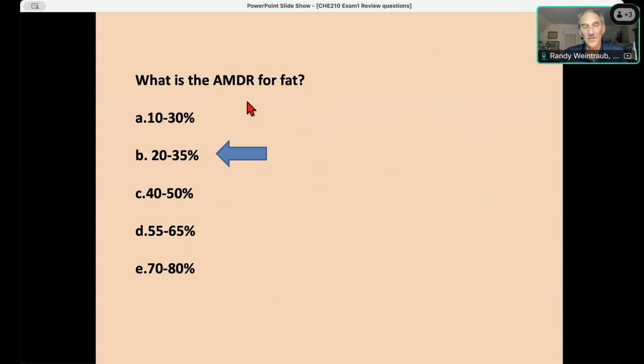Which is for carbohydrate? That would be this one. Again, these are the macronutrient distribution ranges, the recommended ones. And what's remaining for protein? For protein, it's this one.